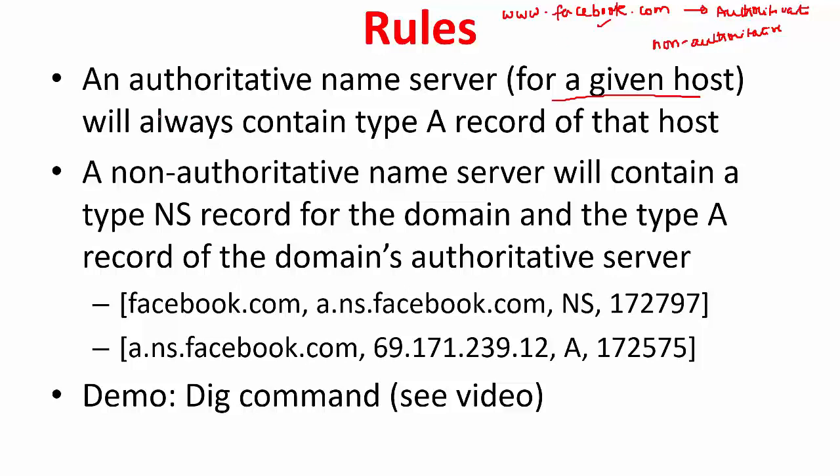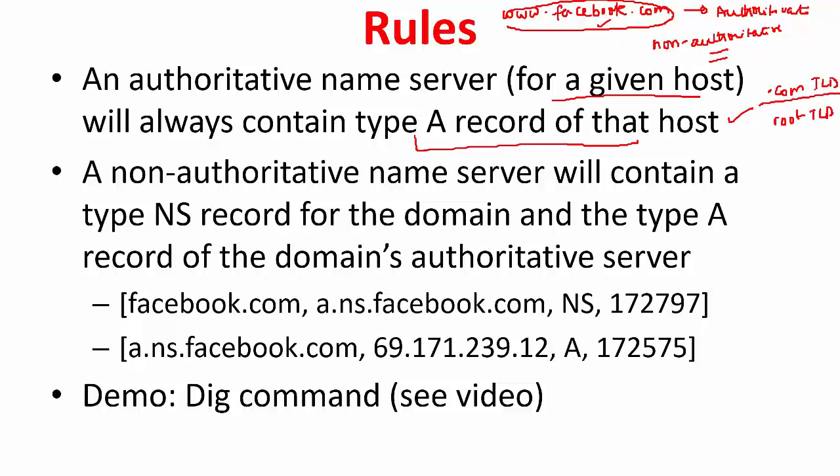Now, what these rules are saying is that an authoritative name server should always contain a type A record of that particular host. That is what authoritative actually means. That is the definition of authoritative. So this is a given. This non-authoritative name server, for example, for this host, could be the .com TLD server, or it could even be the root server, because both don't know what is the IP address of this. So let's focus on the .com TLD server.